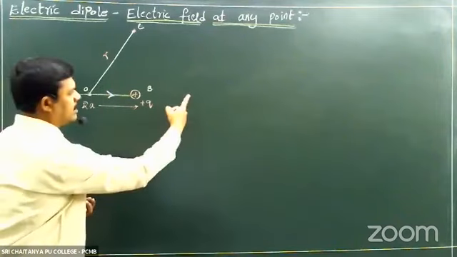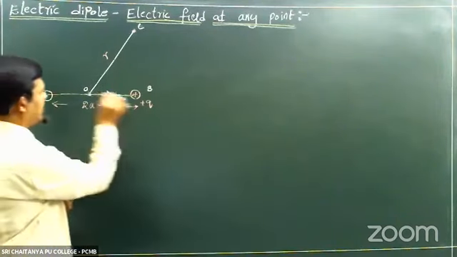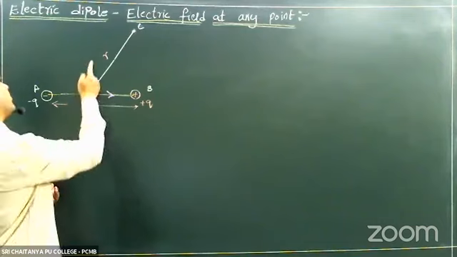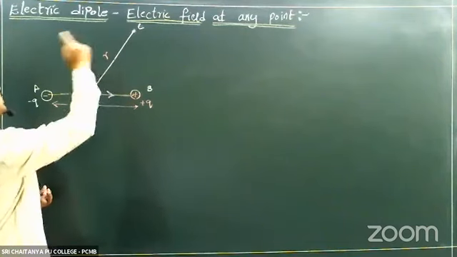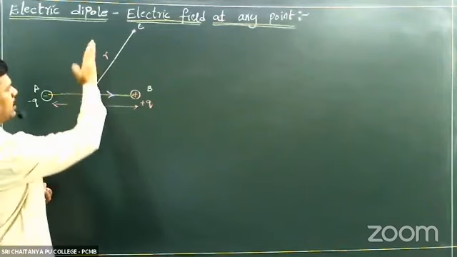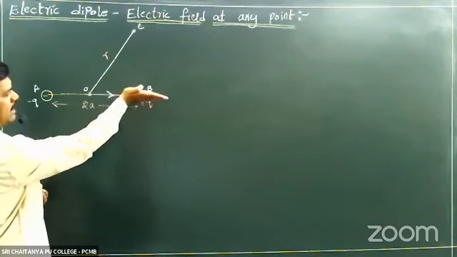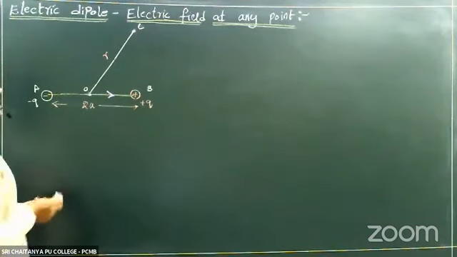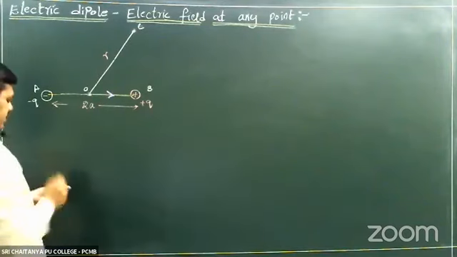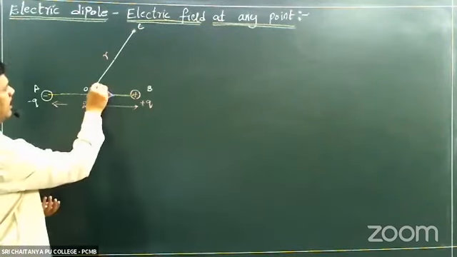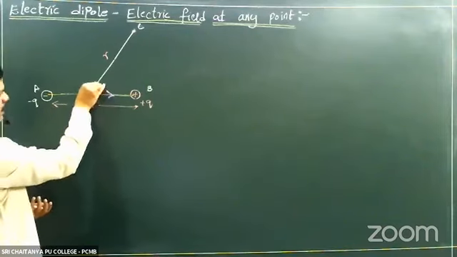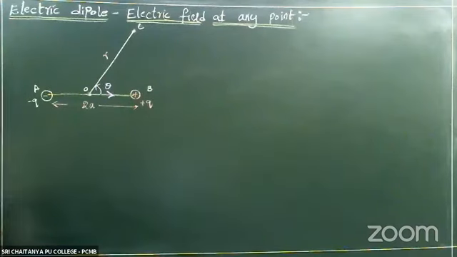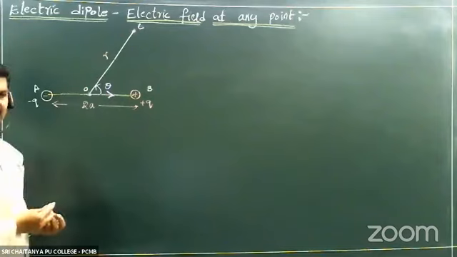If you observe, this point C is not on the equatorial line and not on the axial line. If it is along this line, we say it is on the axial line. If you draw an equatorial line and it is here, we say it is on the equatorial line. But it is not exactly on either; you treat it as any point, at a distance R, making an angle theta with the axis.